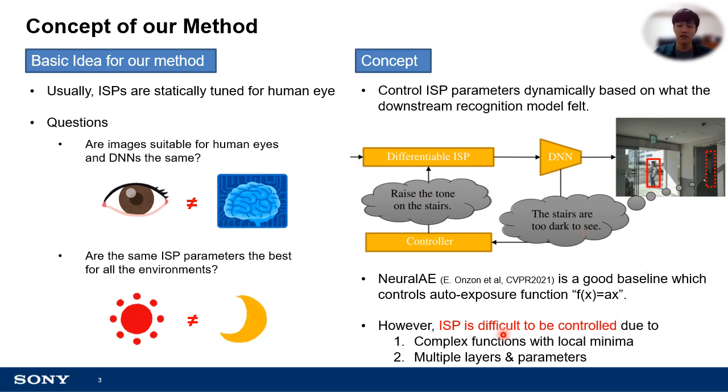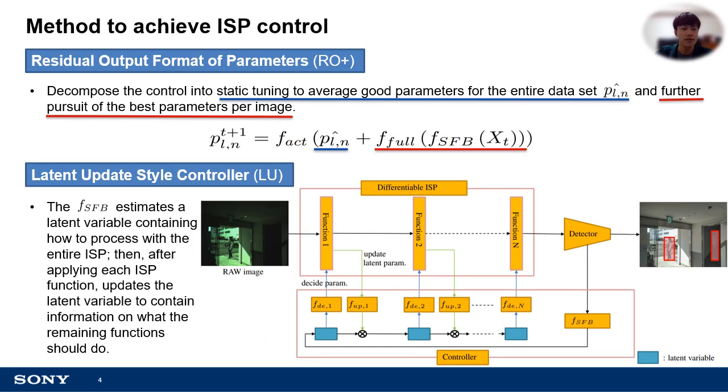However, ISP is difficult to be controlled due to complex function with local minima and multiple layers and multiple parameters instead of single layer with single parameters. So we propose three methods to achieve ISP control. One is residual output format of parameters. We decompose the control into static tuning to average good parameters for the entire dataset and further pursuit of the best parameters per image.